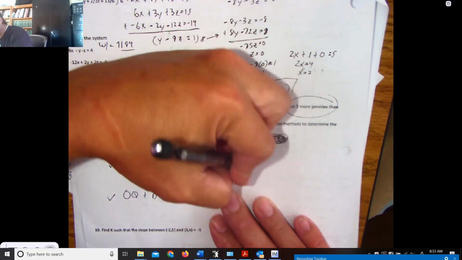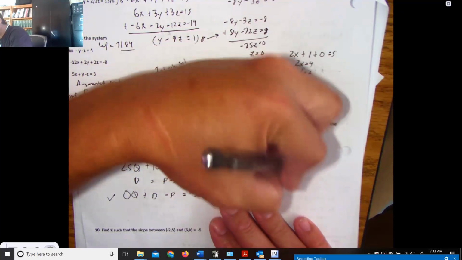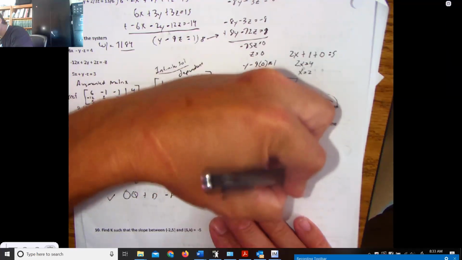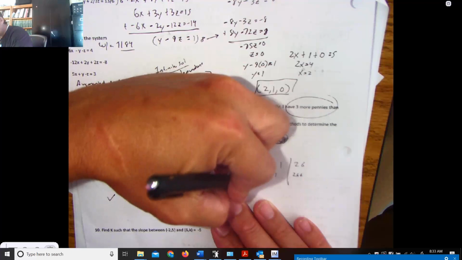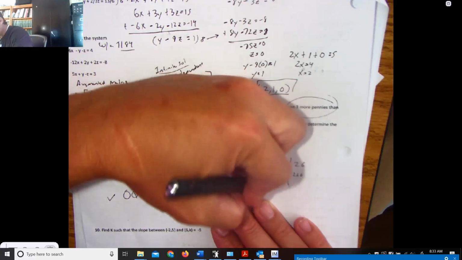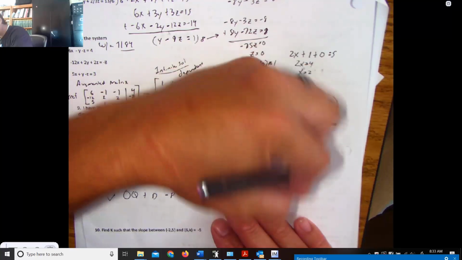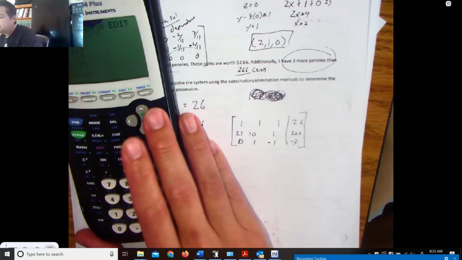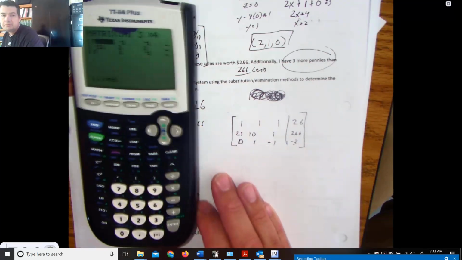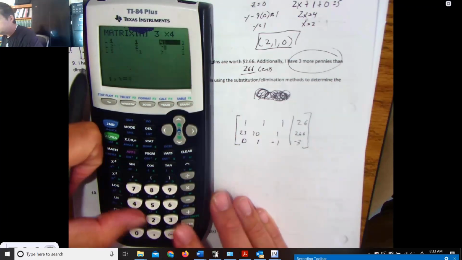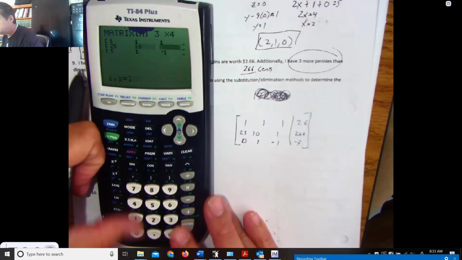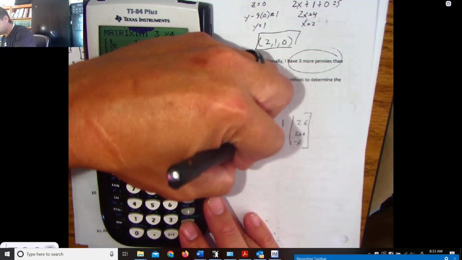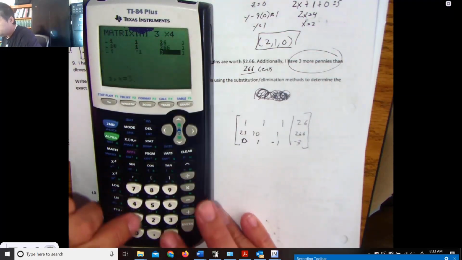So my augmented matrix is 1, 1, 1, 26; 25, 10, 1, 266; and then 0, 1, -1, -3. There's my augmented matrix. Play around with it in a TI-84. Second matrix, edit, still a 3x4. It has 3 rows and 4 columns. 1, 1, 1, 26, 25, 10, 1, 266, 0, that is a 0. I almost wrote something down there. 1, -1, -3.